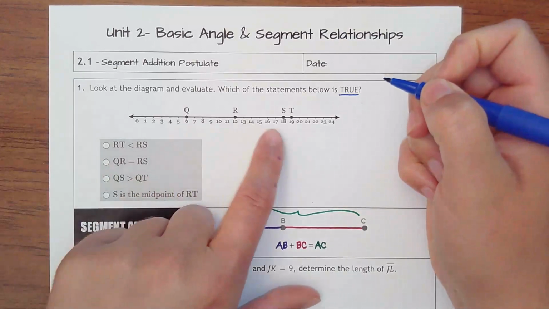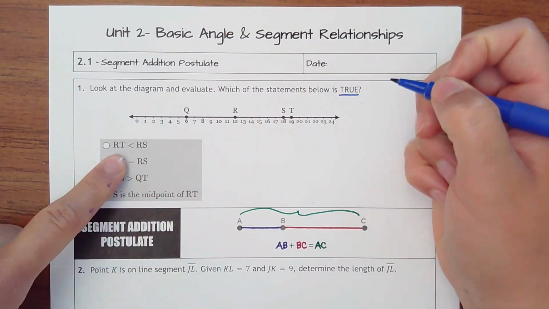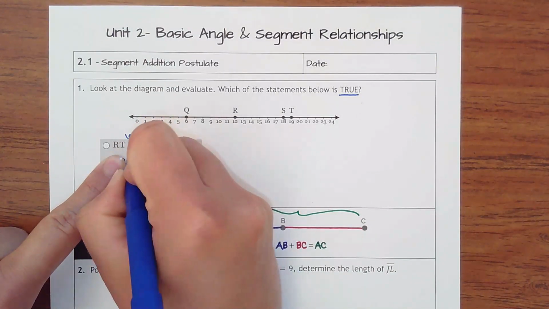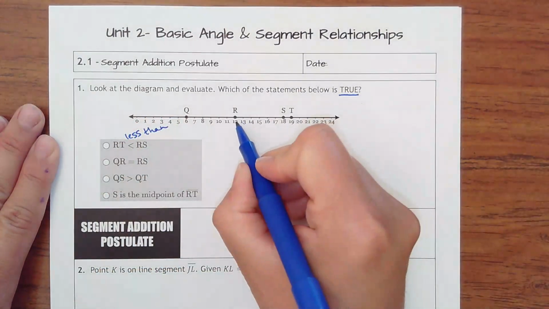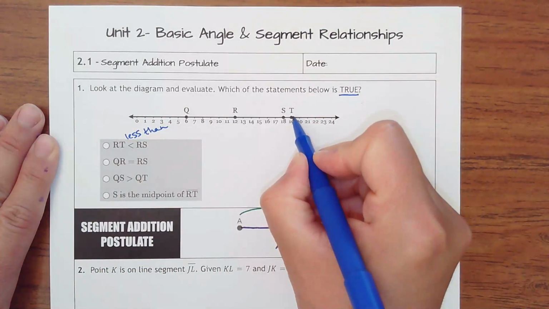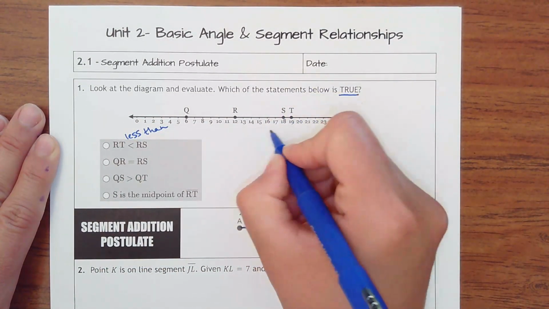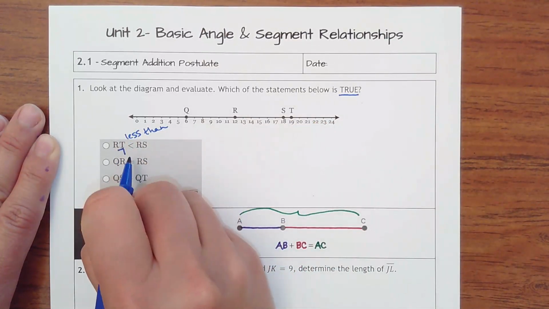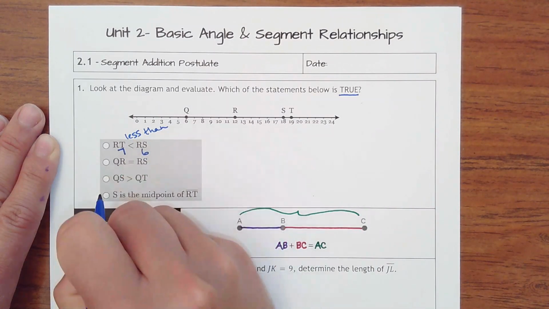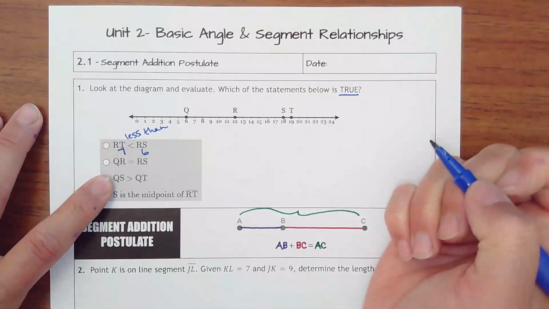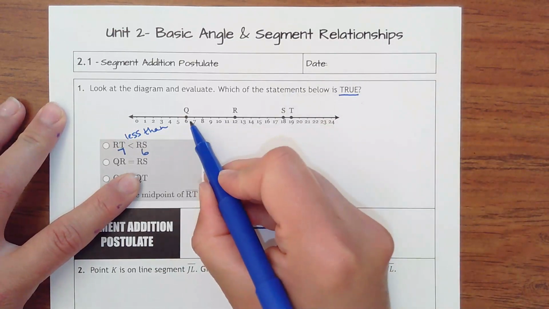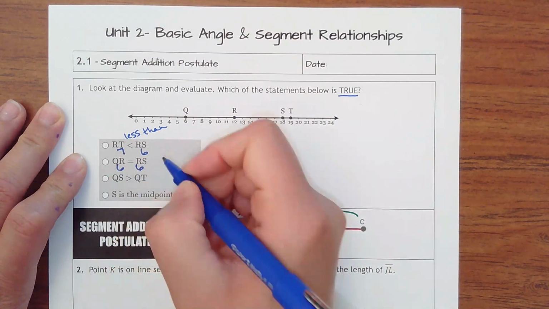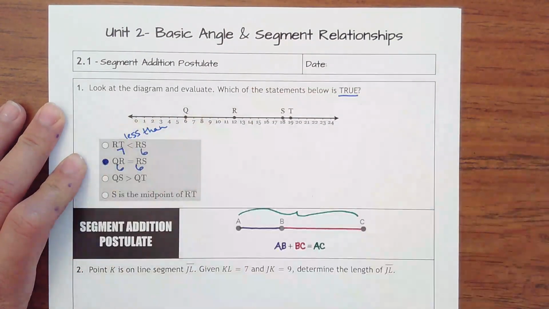So we've got all these different points here on a number line. It says that RT, that distance, is less than RS. Well, R to T, R is at 12, T is at 19, so that's a distance of 7. And then R to S is from 12 to 18, which is 6. Is 7 less than 6? No, so that's false. That QR, that distance, equals RS. Q to R is 6, and R to S is also 6. That is true. So you would just keep going until you find it.